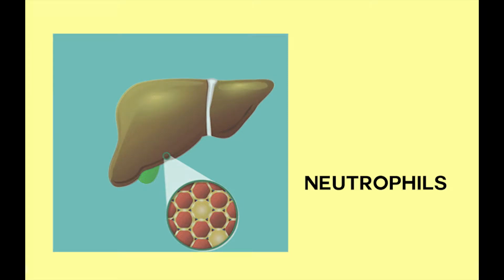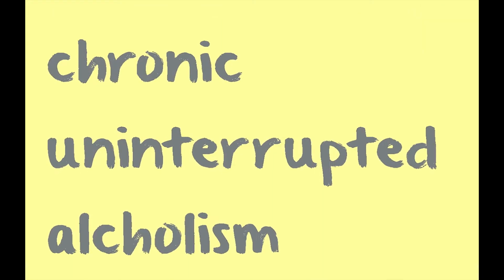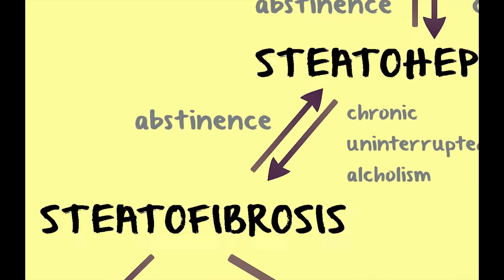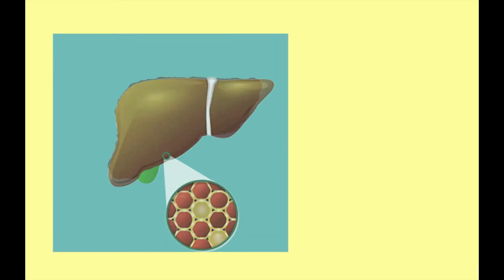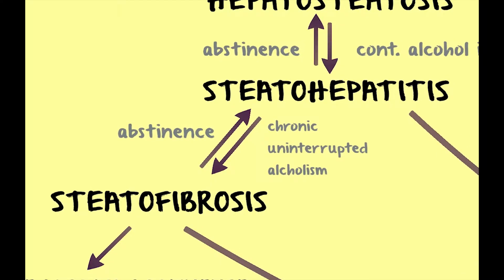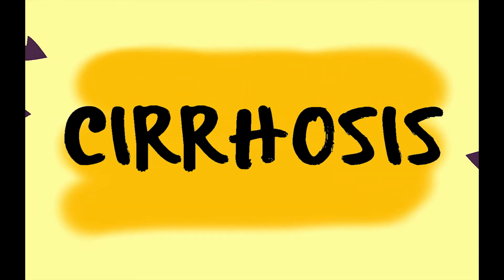And neutrophils would permeate the hepatic lobules, accumulating around degenerating hepatocytes. When alcohol consumption continues over a long, uninterrupted time from this point, the damage advances to steatofibrosis, where sclerosis arises first from the central vein, spreading all throughout the surrounding hepatocytes in a chicken wire fence pattern. This state, and even the state of steatohepatitis, can ultimately lead to cirrhosis, where the damage becomes irreversible.